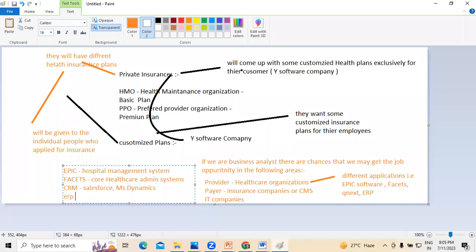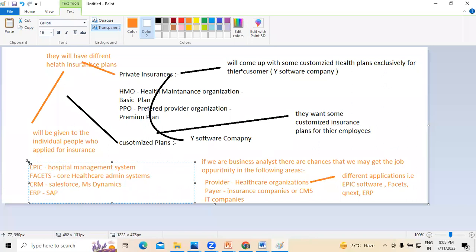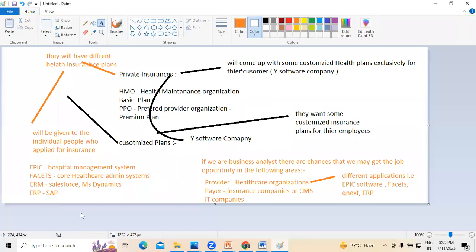Next, they may be using some ERP application also, separately. For example, SAP. It's just an example; in a real environment it could be any application, and it differs from cost to cost and so on. It will vary. So these are the different applications.